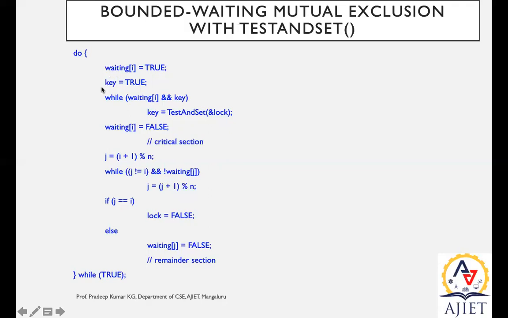So that we can set that particular key to that particular process so that it can enter into the critical section. Whenever waiting or both are true, then we'll give you the lock using test and set. The lock can be given to the particular process i. So once it gets it, it will enter into the critical section.